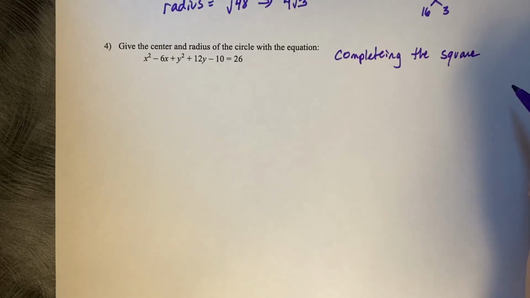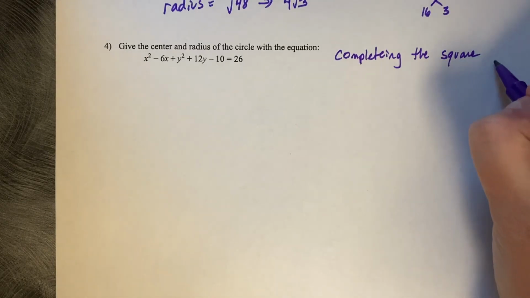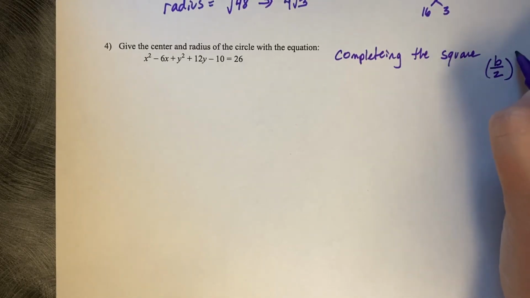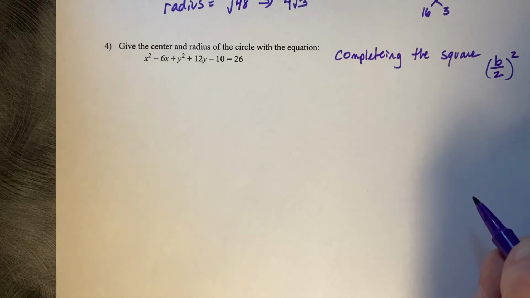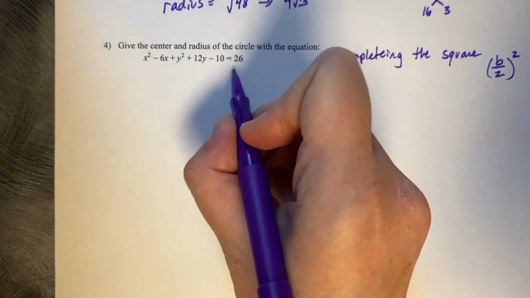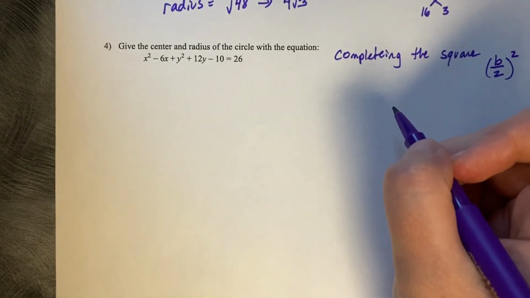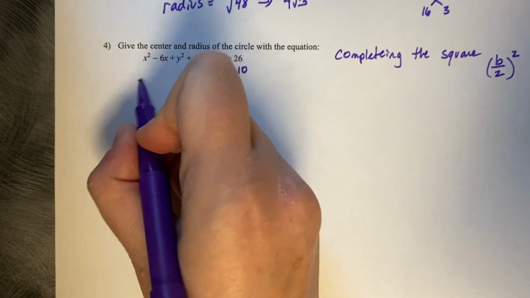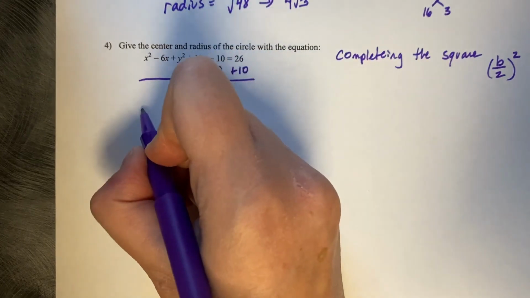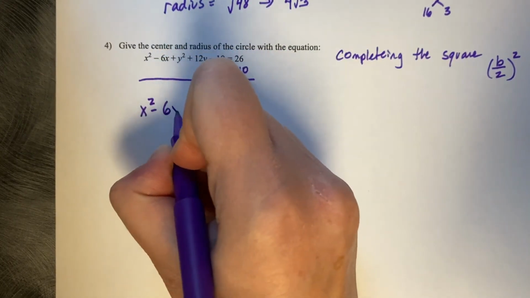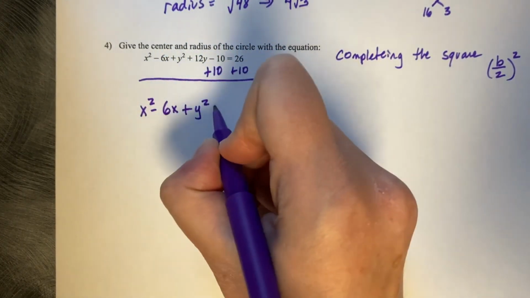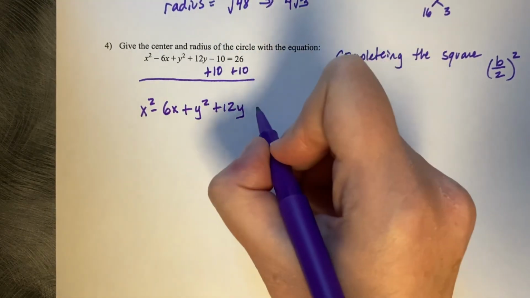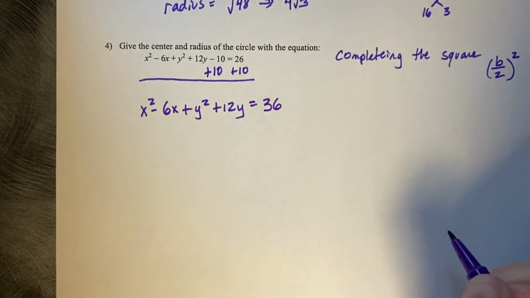Recall that the special value that helps you complete the square is (b over 2) squared. And we're going to be doing it 2 times in this problem. So let me show you the process. The first thing to do is get your constants all on one side, because we know our radius is going to be a constant. So add 10 to both sides. So then we get x squared minus 6x plus y squared plus 12y equals 36.